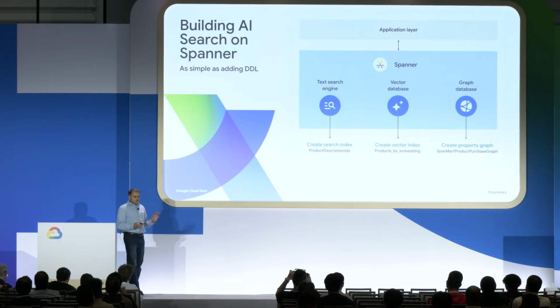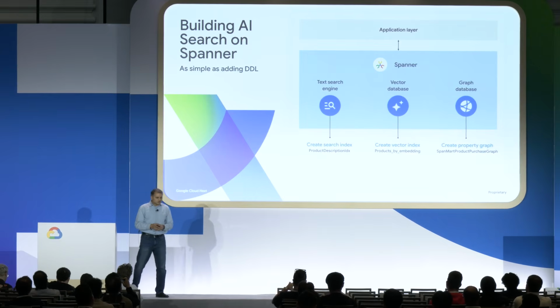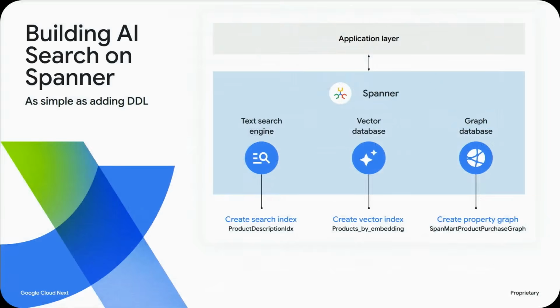There are three components to doing AI search on Spanner. You have text-based search or full-text search. You have vector search. And you have graph. In traditional systems, like Jeff mentioned earlier, you would probably have customized systems for each of these things. You would have a database, a text engine, a vector engine, and a graph database. And a big part of your system would be moving data around, making sure it's all consistent, all of that complexity.